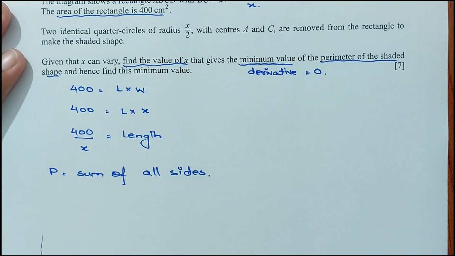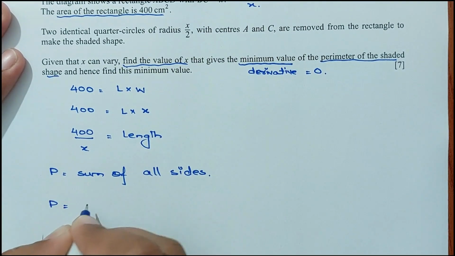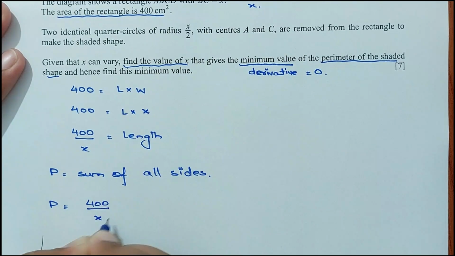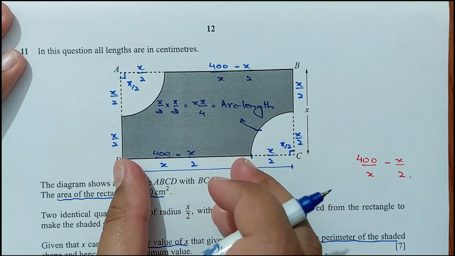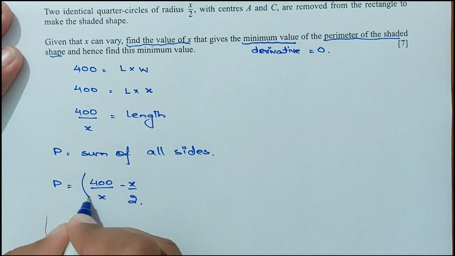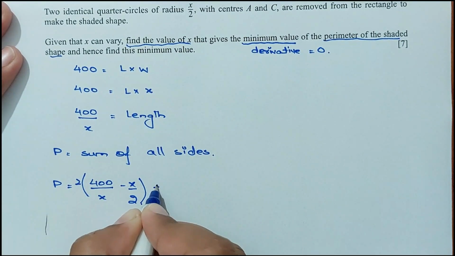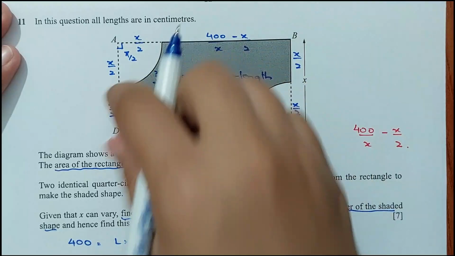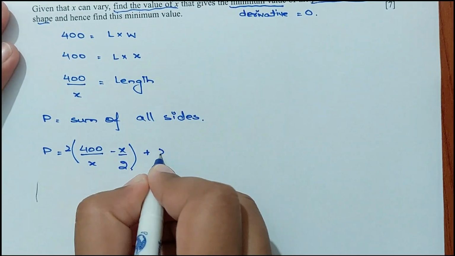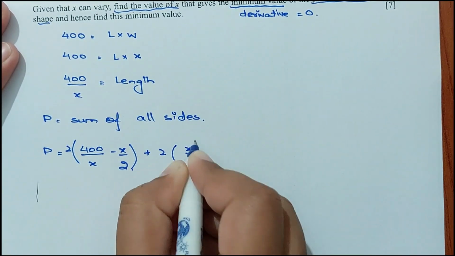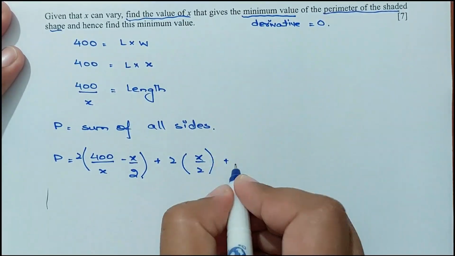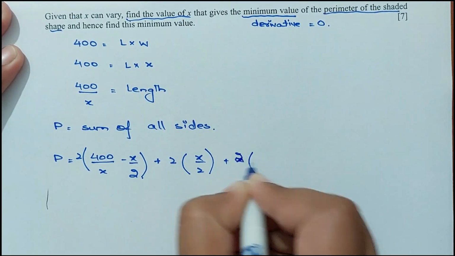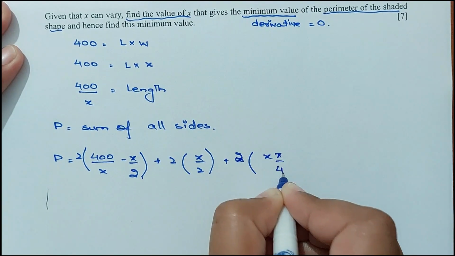Now let me write down the parameter, the sum of all sides. This is a parameter. The first side is 400 over x minus x by 2. Okay, this side and this side, so it is times by 2, plus this side and this side is x by 2. We have to times by 2 times of x by 2, plus the arc length is again 2 times of x pi by 4. 2 times, x pi by 4.